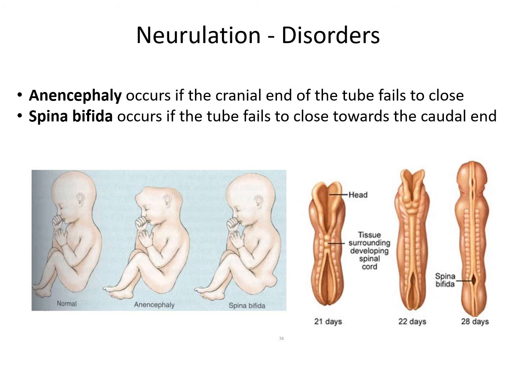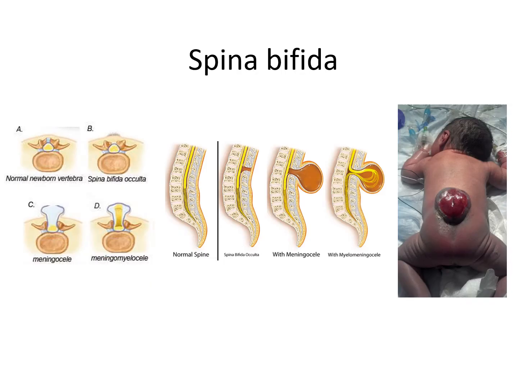In spina bifida, the neural tube fails to close at the caudal end. Depending on how large the area is that doesn't close over, we can have mild cases or severe cases of spina bifida. In figure A, you're seeing a normal newborn vertebra. Now, it's not completely ossified yet. There's some cartilage in there, but you can see that we have a neural arch on the top here that's going to protect the underlying spinal cord.